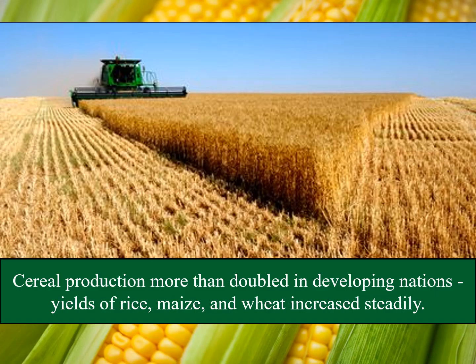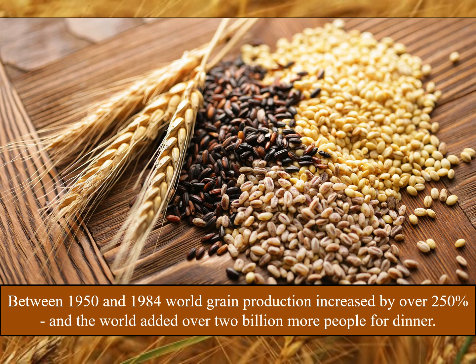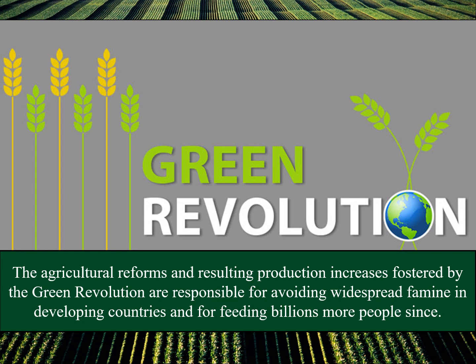Cereal production, which are all of those grains that we use like wheat and corn and millet and sorghum, these are our main food sources, more than doubled in developing nations. Yields of rice, maize, wheat all increased steadily. Between 1950 and 1984, world grain production increased by over 250%, and the world added over 2 billion more people for dinner. The agricultural reforms and resulting production increases fostered by the Green Revolution are responsible for avoiding widespread famine in developing countries and for feeding billions more people since.